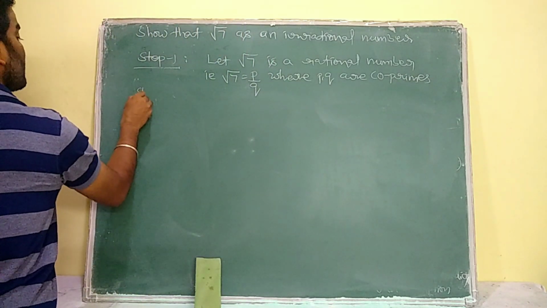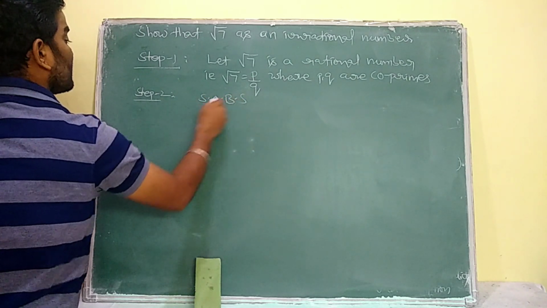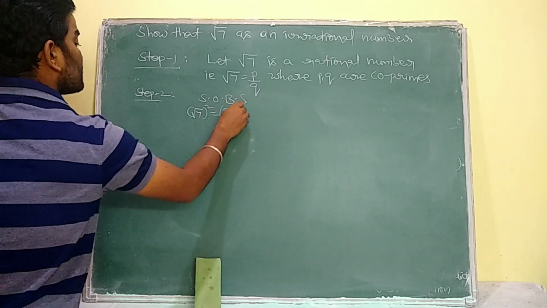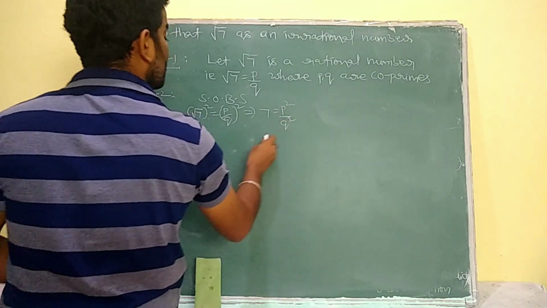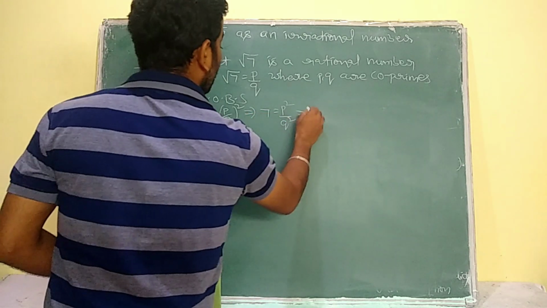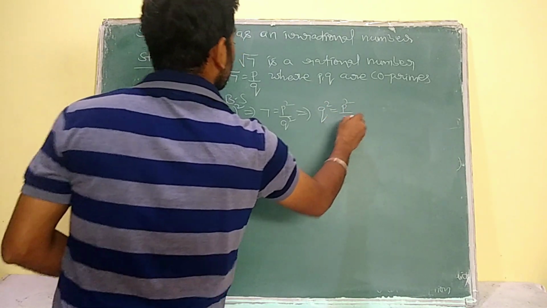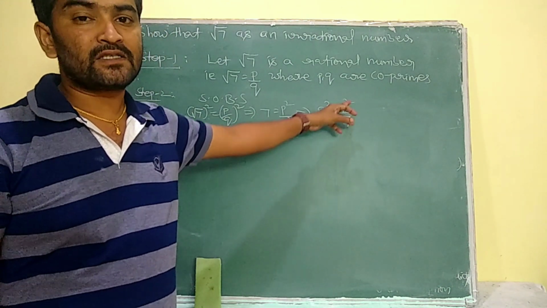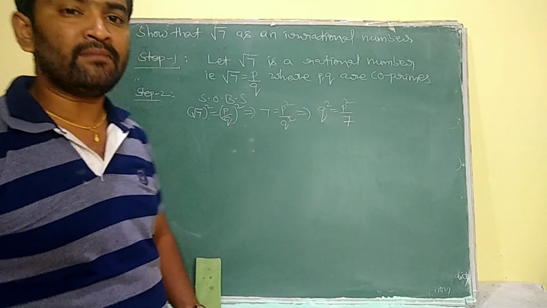Now step 2. Coming to this step 2, we have to square on both sides. That is, root 7 whole square is equal to p by q whole square. That implies 7 is equal to p square by q square. Just transfer this q square to the left side and transfer back this 7 to the denominator. Then q square is equal to p square by 7. Here see, this p square is a square number and 7 is a prime. That means the square number is divisible by a prime 7. So that number is also divisible by the prime 7.